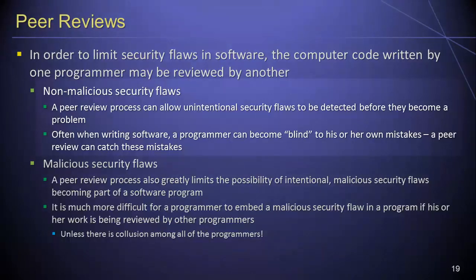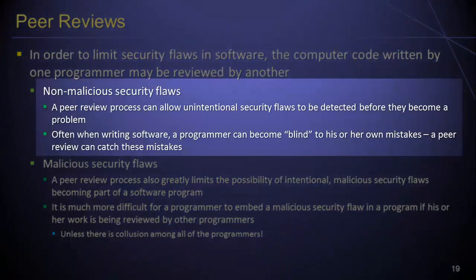When writing a software program, computer programmers can often become blind to their own mistakes. Having another person review their code can help a programmer to ensure that any unintentional security flaws in his or her work will be detected before they become a problem.